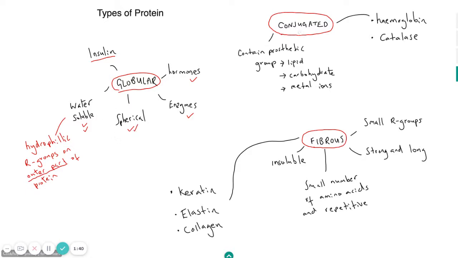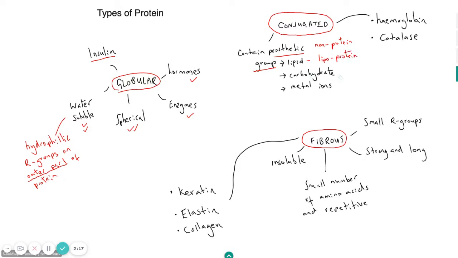Conjugated is basically globular, but it's got one extra thing to be aware of. It's got this thing called a prosthetic group, which is a non-protein part or non-protein structure that's been combined with the globular protein. So it could be a lipid, and if you combine a lipid with a globular protein, that gives you a conjugated protein, and that would be called a lipoprotein.